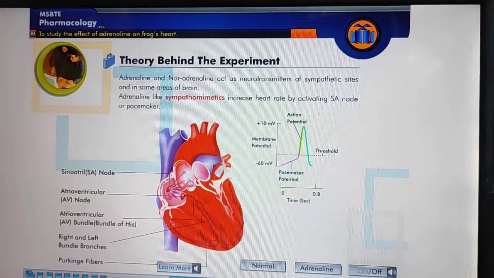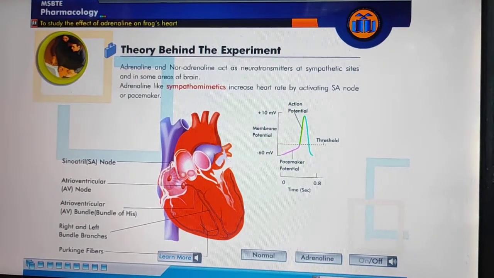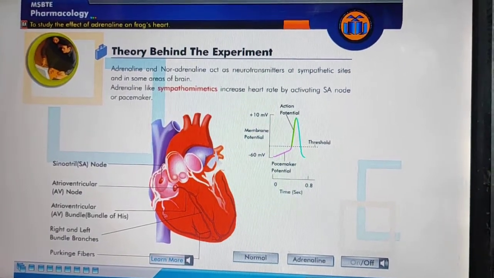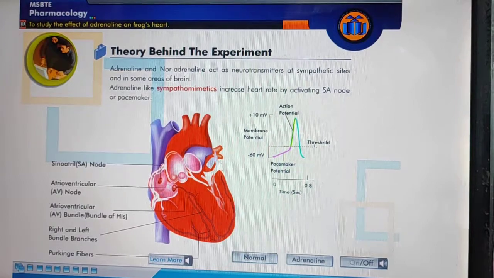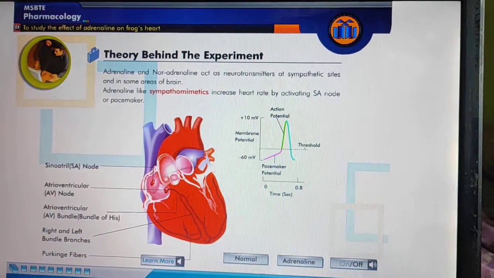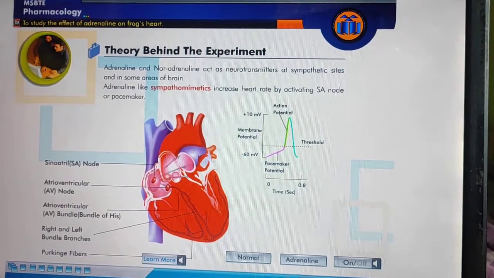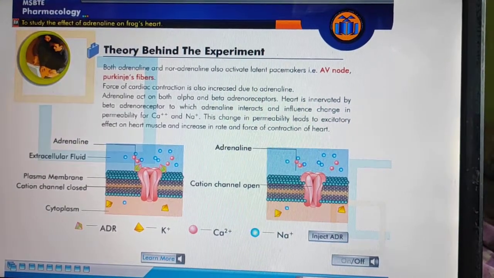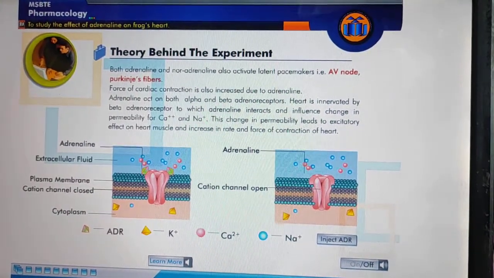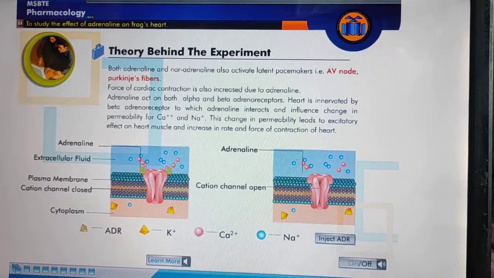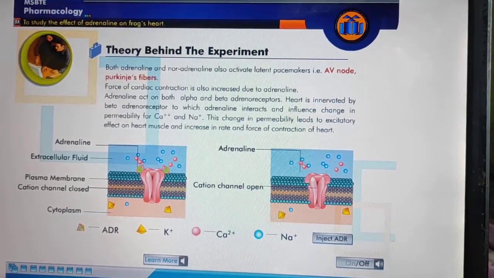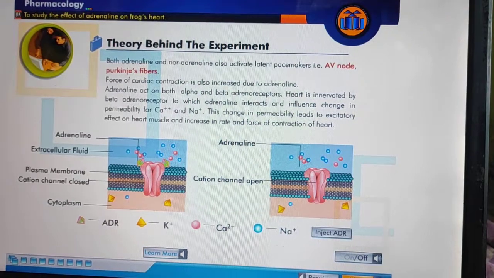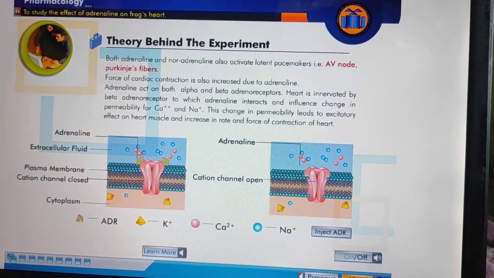Adrenaline and noradrenaline act as neurotransmitters at sympathetic sites and in some areas of brain. Adrenaline, like sympathomimetics, increases heart rate by activating SA node or pacemaker. Both adrenaline and noradrenaline also activate latent pacemakers, that is AV node, Purkinje's fibers. Force of cardiac contraction is also increased due to adrenaline. Adrenaline acts on both alpha and beta adrenoreceptors.